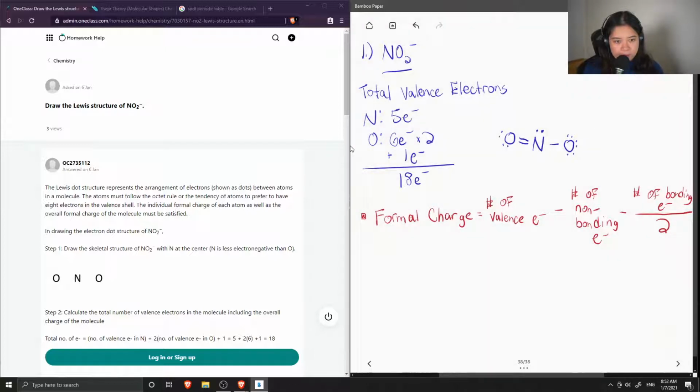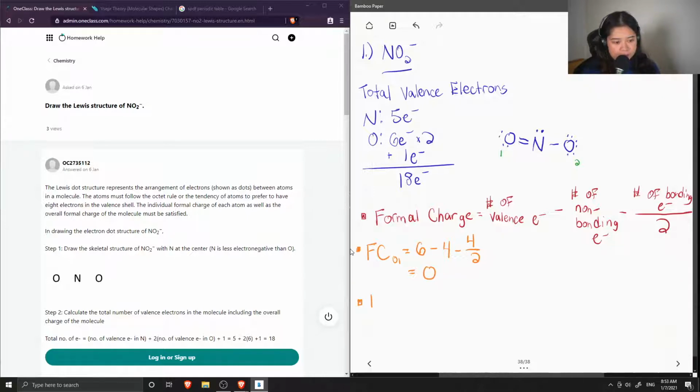I'll label the 2 oxygens 1 and 2. Let's calculate the formal charge of the first oxygen. The number of valence electrons in oxygen is 6. Its number of non-bonding electrons is 4. And its number of bonding electrons, so there are 2 double bonds, so we have 4 in total, and this is divided by 2. So 6 minus 4 minus 2 is equal to 0.